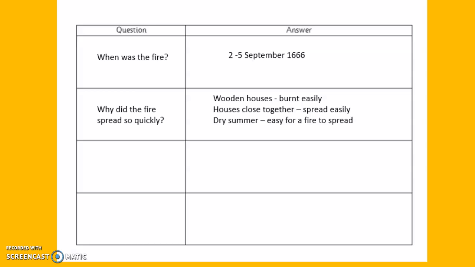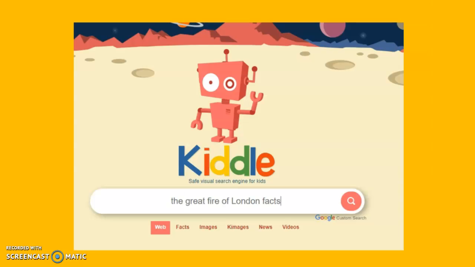So what I want you to do is continue with your questions. So you'll go back to your list of questions that you did yesterday and you will go onto the website and you will find the answers and just do what I've done. Now I'm going to go back to the beginning. So as I said, you can go onto Kiddle. Remember, just type in the Great Fire of London facts and that will bring you to lots of websites about the Great Fire of London.